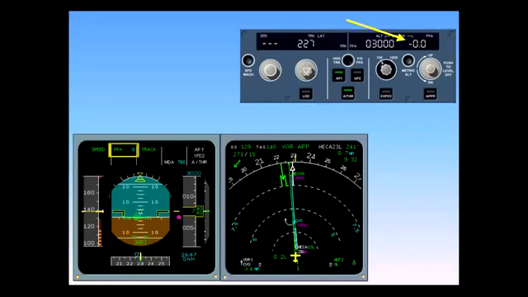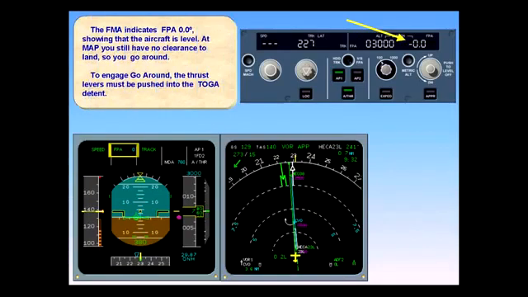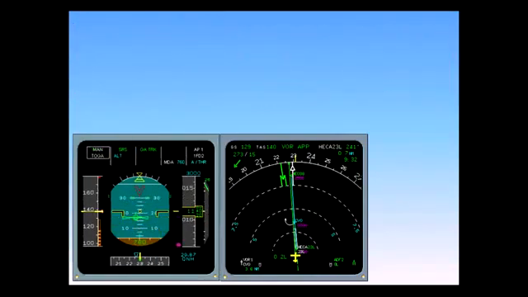At the missed approach point, you still have no clearance to land, so you go around. To engage go-around, the thrust levers must be pushed into the toga detent. When the go-around mode is engaged, the FMAs indicate manual toga. Throttles are now manually controlled, since toga is beyond the auto-throttle engagement range.